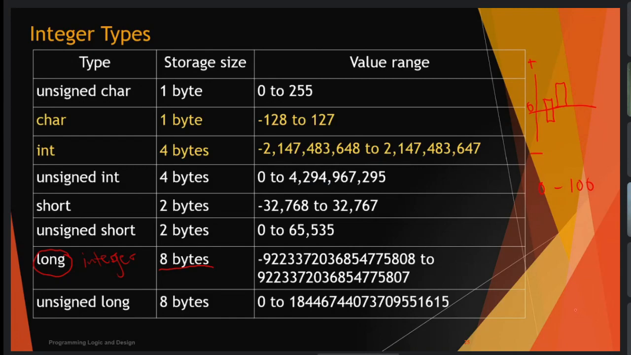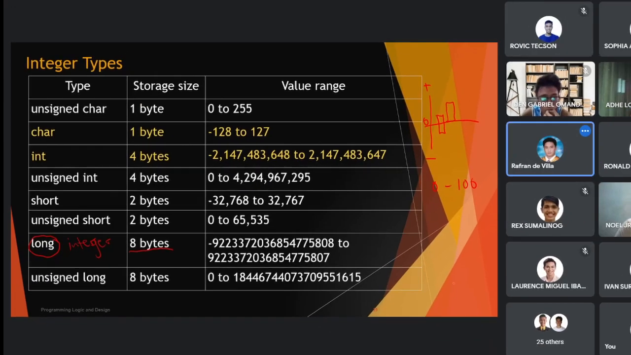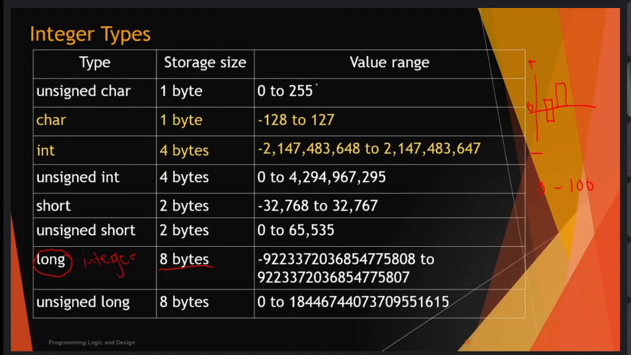Okay, asa man. What do you think? Okay, so we can use unsigned char. Even though 0 to 100 is supported by char, pwede na to ma-maximize ato ang positive range up to 255.